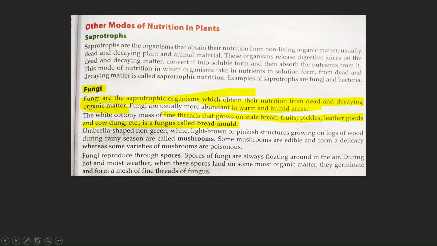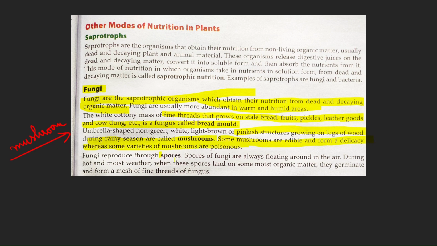And for us the most common fungus is the mushroom, our favorite mushroom soup, mushroom curry, mushroom pakoda. All those umbrella-shaped, non-green white, brown or pinkish structures growing on logs of wood during the rainy season are called mushrooms. Some mushrooms are edible and form a delicacy, whereas some varieties of mushrooms are poisonous.